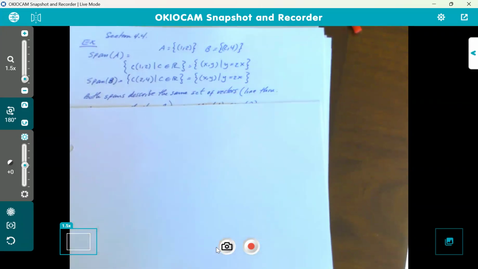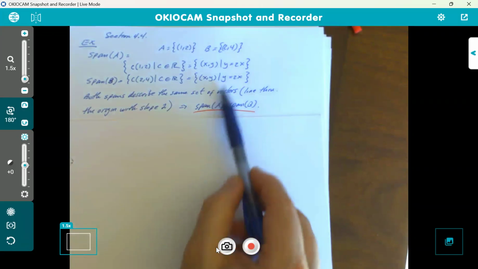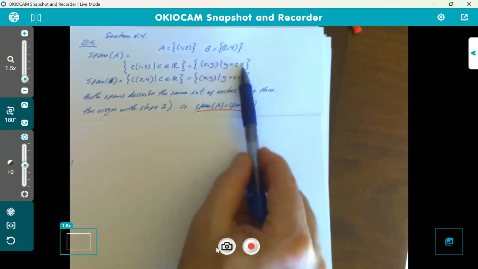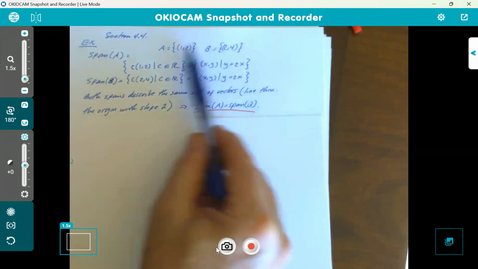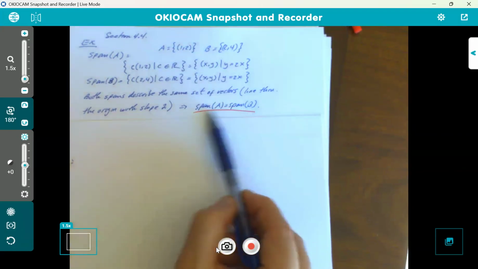So both spans here describe the same set of vectors. And if you recall the equation y equals mx, it's a line through the origin. Therefore, span A equals span B. That's what I was saying, the uniqueness of span. If they span the same vector space, this is the vector space here. Two different spans, they span the same vector space, so these two are equal.